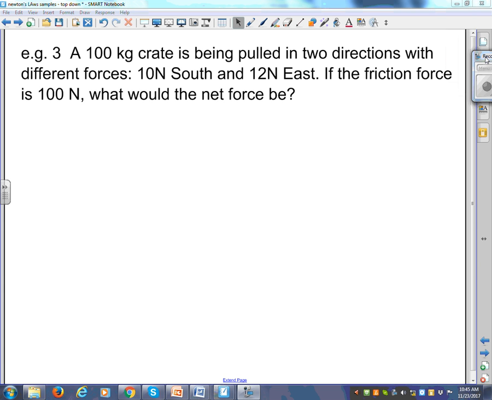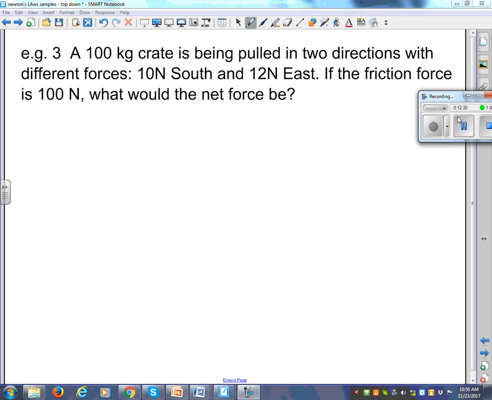How about you guys try one on your own? How much room do you have for number 3? Enough? Half a page? If you're a big writer, make it a bit smaller. Maybe draw the line down the middle. Try it on the left-hand side, and I'll give you the answer on the right-hand side. I'll give you about 3 or 4 minutes. Give it a whirl.